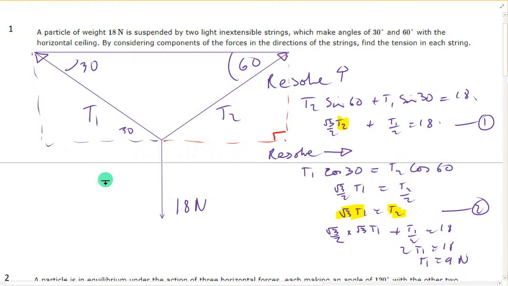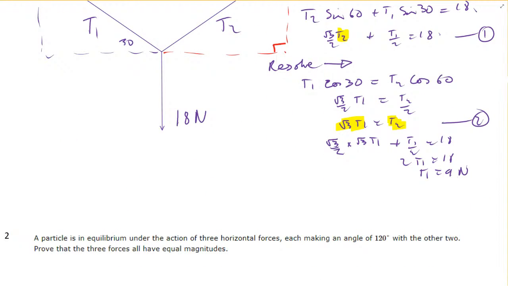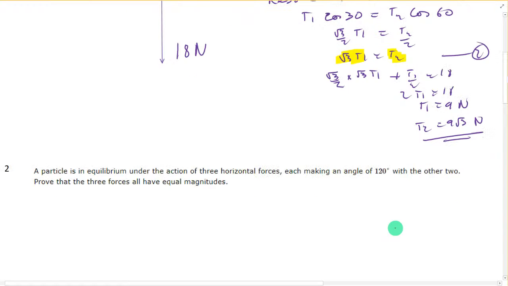Have a bit more space. Okay, and what we see there is we put that back in up here, and we can get T2 is equal to 9 root 3 newtons, because T1 is equal to 9. 9 times root 3 is 9 root 3. You could work that out if you wanted. I'm quite happy to leave that in terms of surds.